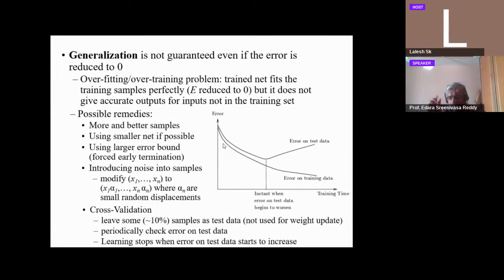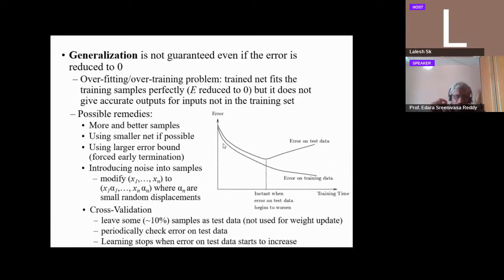As this is a problem in backpropagation, we cannot guarantee generalization. Even if the error is reduced to zero, it may not be able to handle a new sample. And here we have another problem, over-training or overfitting. We have trained it with a number of samples and the error is zero, even though the net is unable to give accurate outputs for inputs which are not in the training set. That's why you must give more and better samples.